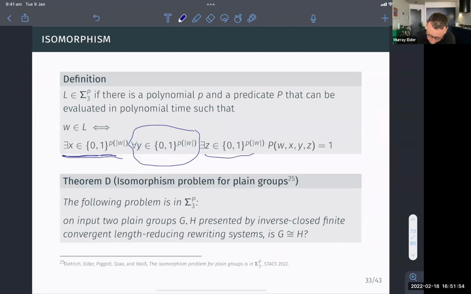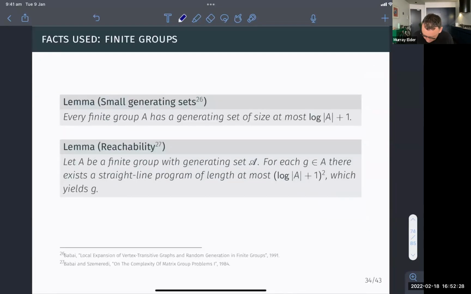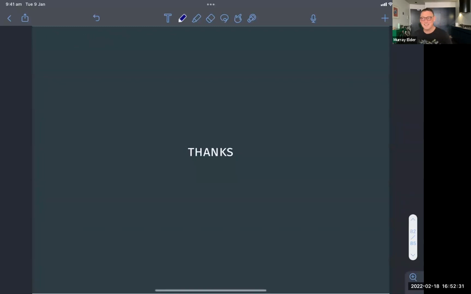And then we need one more thing, and these are actually going to be straight line programs when you get into the proof. And so we're actually using results of Babai on sizes of generating sets of finite groups and isomorphism of finite groups. So it's pretty cool, and I'm out of time to give you all the details, but that paper is going to appear in Stacks next month. So you'll be able to find it. So yeah, I think I'm out of time. So I have the Babai stuff, and I'll say thanks.